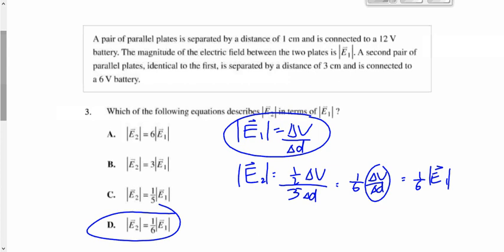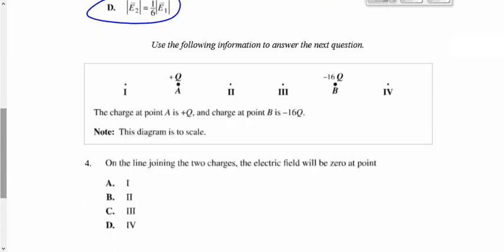Number 4, good question here. We got two charges here. You got a positive charge plus Q and a negative charge minus 16Q. So clearly the second one has a lot more charge than the first one. We want to find a point here, anywhere along here, that has a net electric field of 0. In other words, the field caused by A has to cancel the field caused by B.